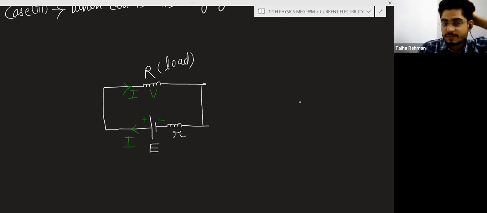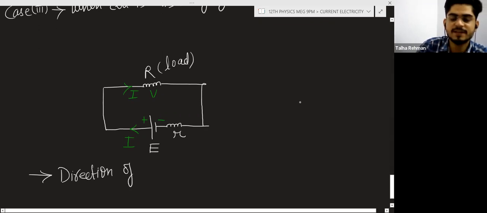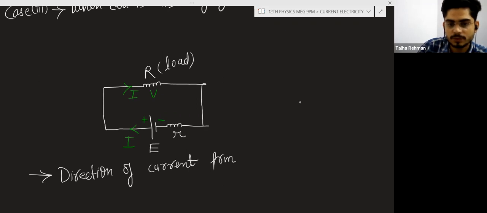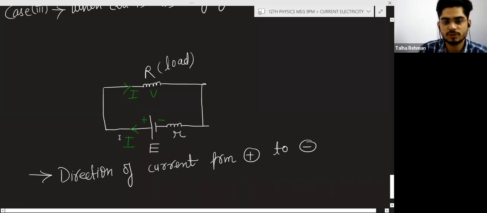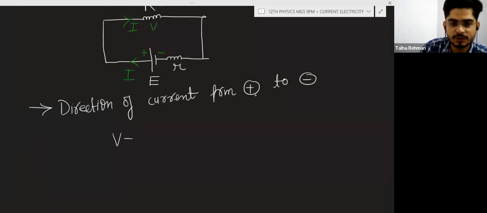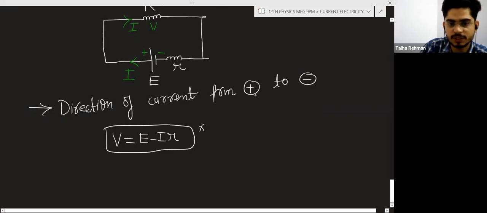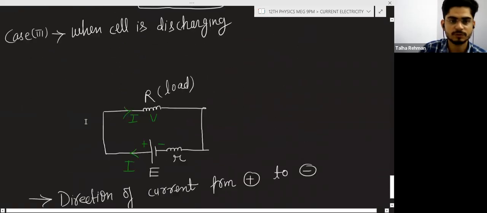Always remember that when the cell is discharging, you will take the direction of current from the positive terminal to the negative terminal, so the direction of current will be like this. If you want to calculate the terminal potential difference, you will get E minus I into small r. This is the terminal potential difference during discharging. Now, this is case third. Case fourth.